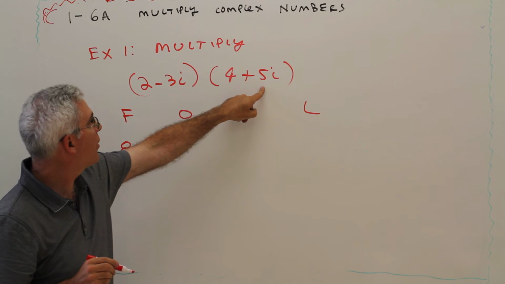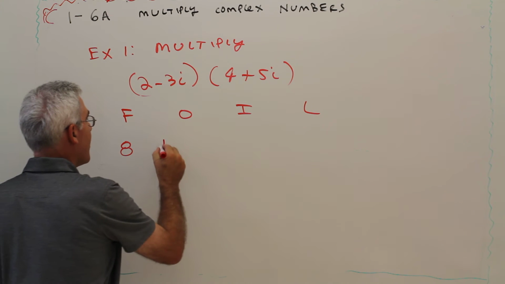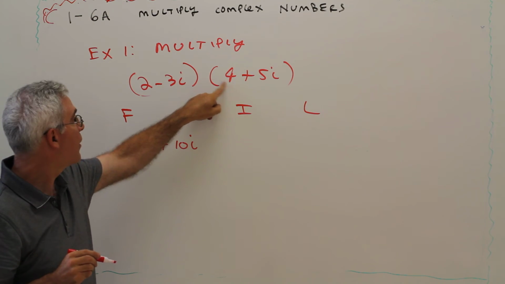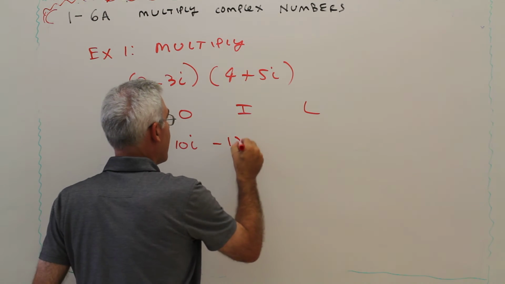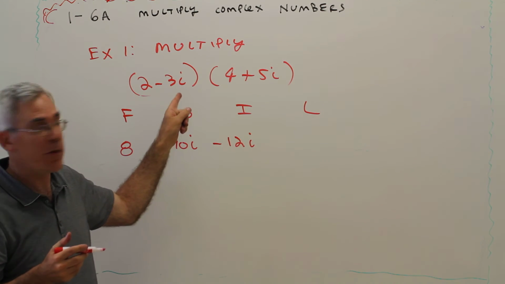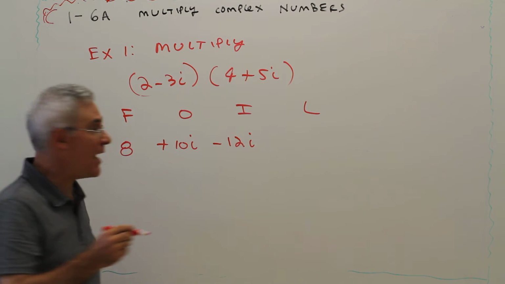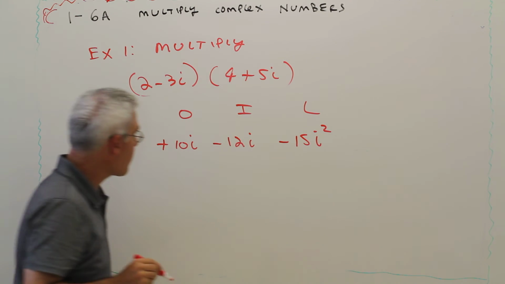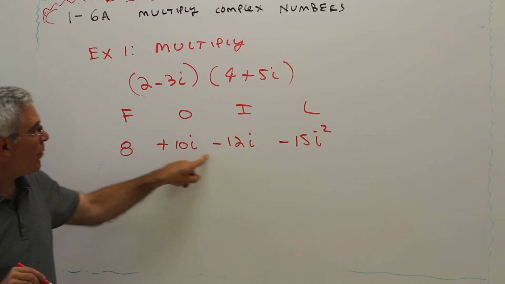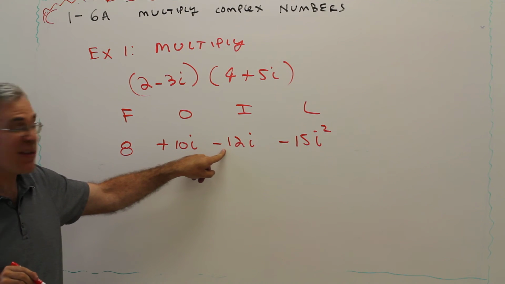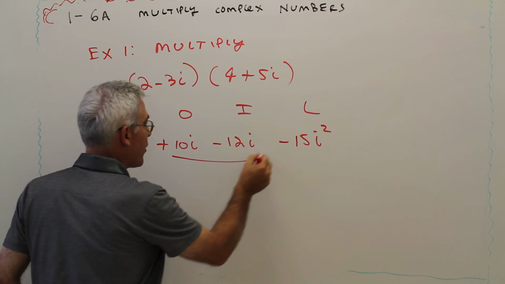Outer times outer, 10i. Inner times inner, minus 12i. Last times last, this is where we have to be careful, minus 15i squared. Okay, I've got some like terms here. 10i minus 12i is simply minus 2i. So we'll combine those.